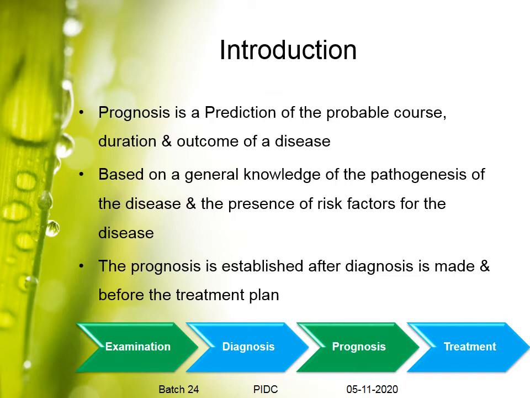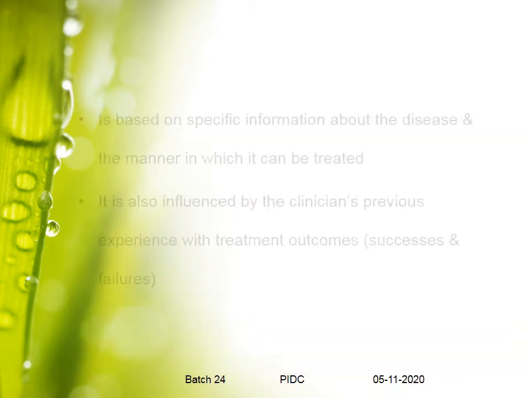Prognosis is a prediction of a probable course, duration, and outcome of a disease. This is based on a general knowledge of the pathogenesis of the disease and the presence of risk factors for the disease. The prognosis is established after the diagnosis is made and before the treatment plan is formulated. So, in other words, prognosis generally is done once your examination and diagnosis is done, and this tells how the disease is going to go on its course. It is just a prediction of how the disease will be, and based on this our treatment plan will be.